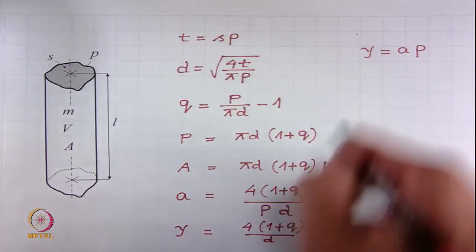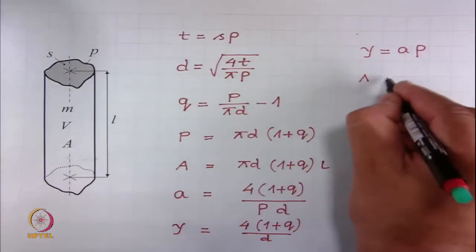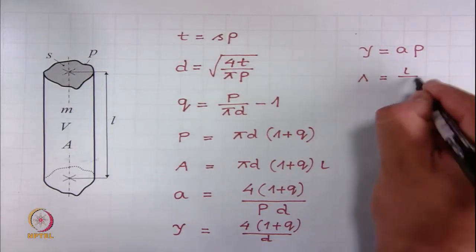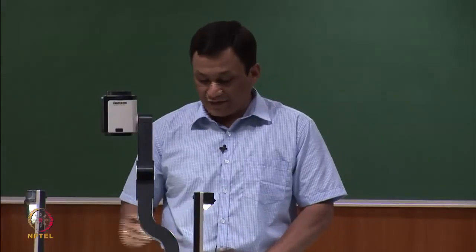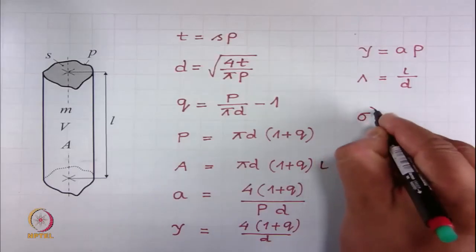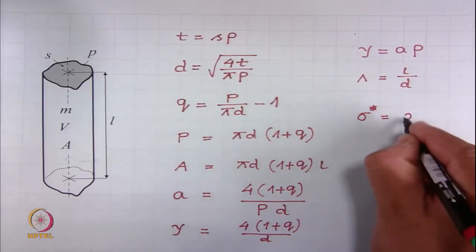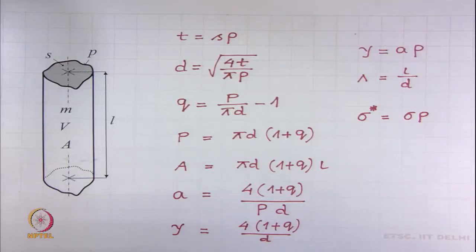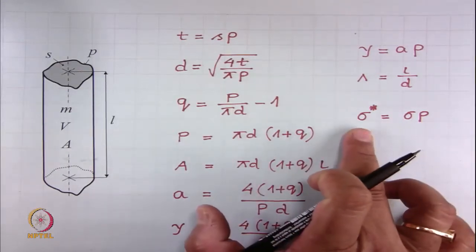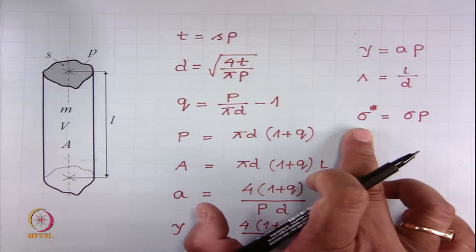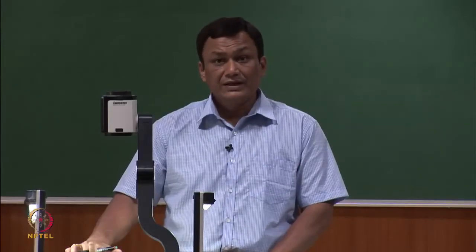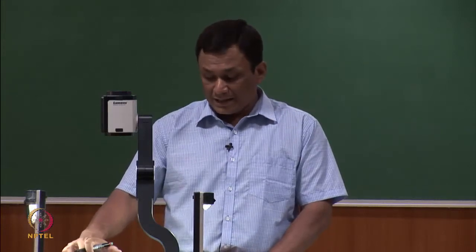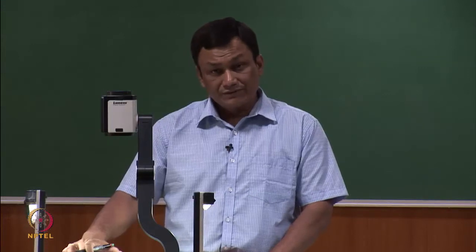Then we talked about the aspect ratio of a fiber, which is equal to fiber length divided by fiber diameter. Then we established a few mechanical characteristics of a single fiber. The first one was sigma star is equal to sigma into rho. What is sigma star? Sigma star is the engineering stress of a fiber. What is sigma? Sigma is textile stress, that is force divided by fineness of a fiber, and rho is fiber density.